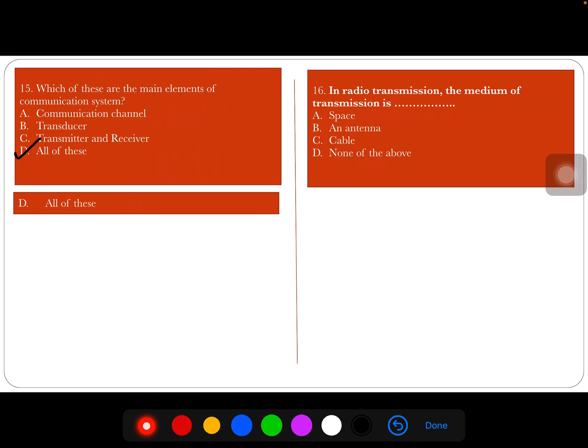Next question. In radio transmission, the medium of transmission is, see, the wireless communication or the space communication is also called radio communication, where the channel is the free space, where the electromagnetic waves are radiated by the transmitting antenna and the receiving antenna receives those electromagnetic waves. So in radio transmission, in space transmission, the channel that is acting over here is the free space. So the correct option is A, that is the space.